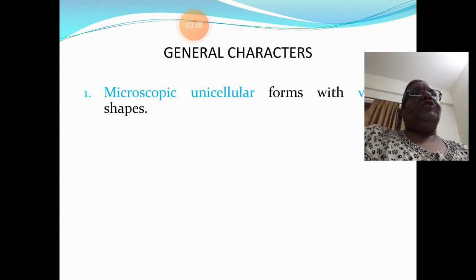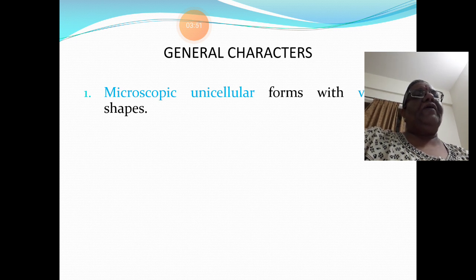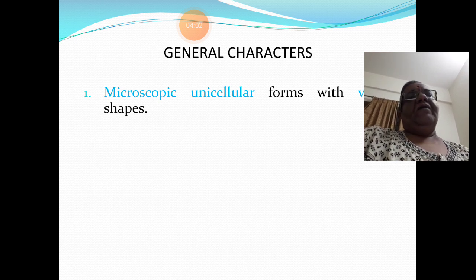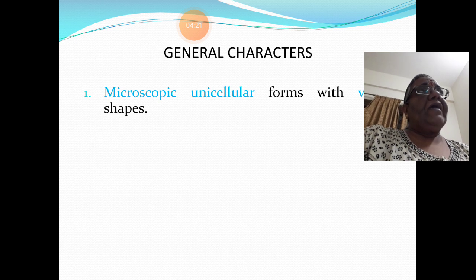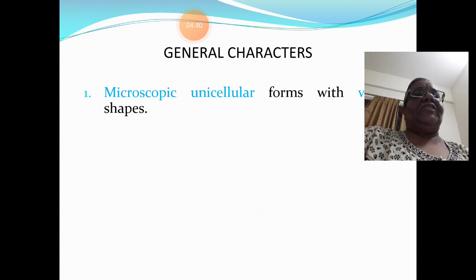To begin with, these are microscopic unicellular forms with varied shapes. Microscopic means you will be able to see them only under the microscope; with naked eyes, you cannot see them. Unicellular: uni means one, cellular means cell. The whole body is made up of a single cell. The shape varies. You must be knowing by now that amoeba is shapeless, it keeps changing its shape, whereas euglena and paramecium have a perfect shape. So this is the first character of protozoans.